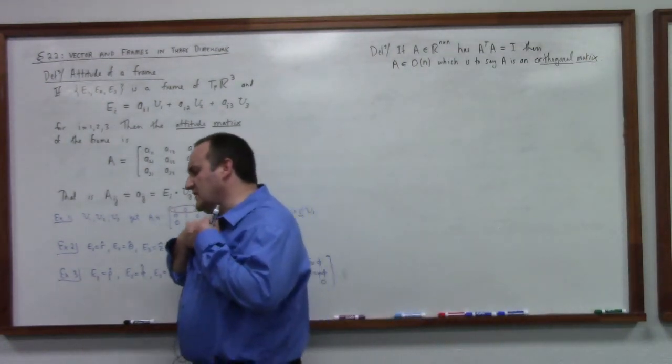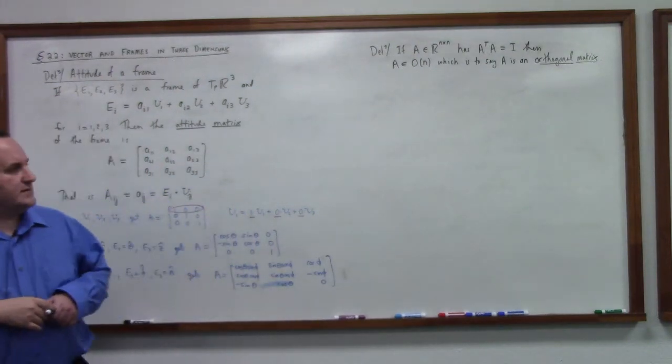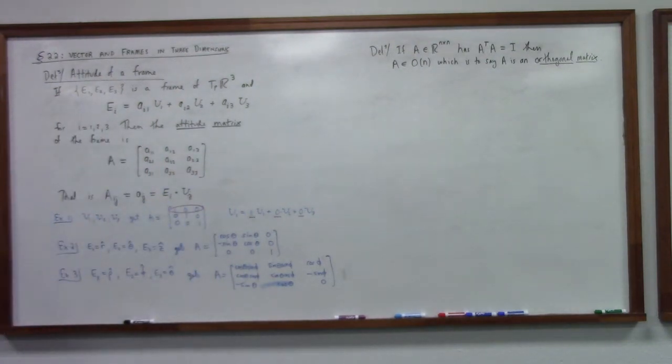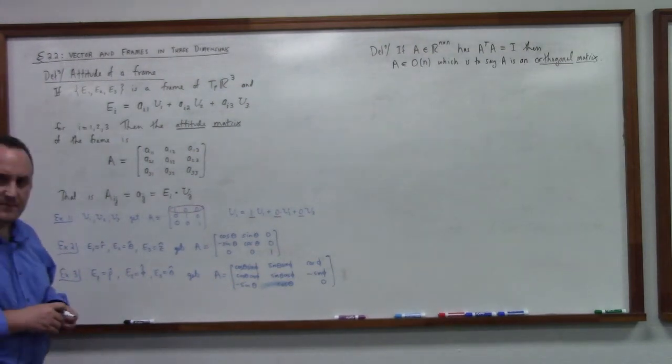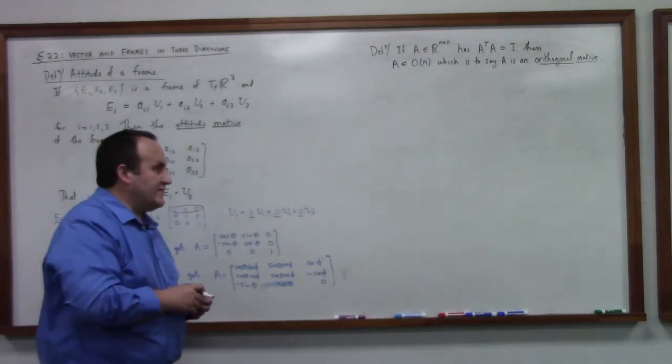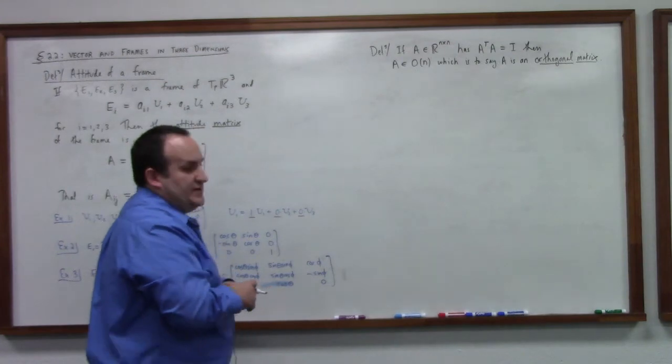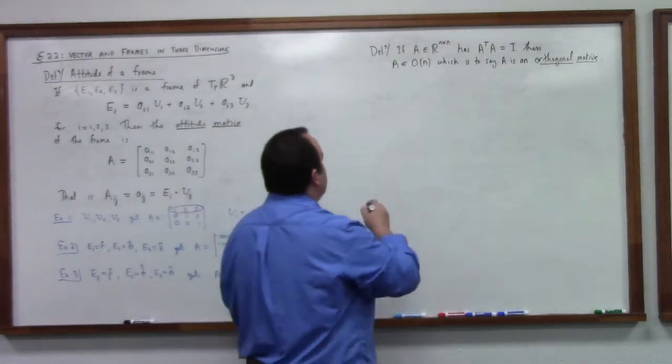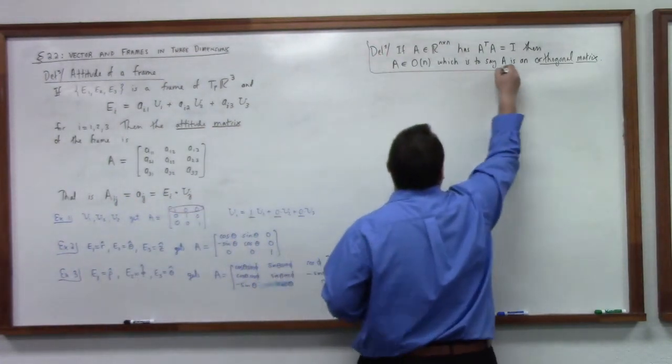Orthogonal matrices satisfy the condition that A transpose A equals the identity. I have a lot more to say about this in chapter 3. I'm just throwing it out there as a definition at the moment. I'll motivate it later. There's a good motivation for this definition. But here's the interesting thing: the attitude matrix is an orthogonal matrix.